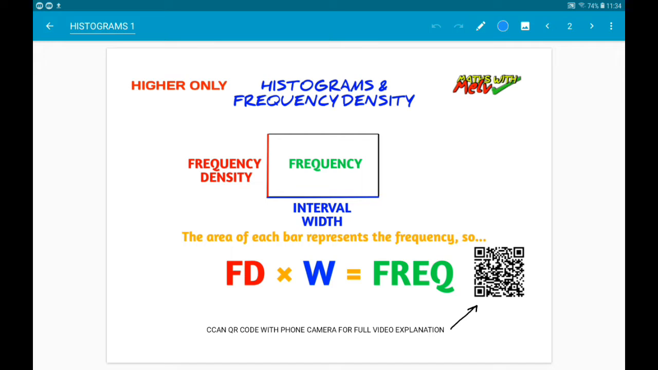Basically, the secret to histograms is the area of each bar represents the frequency in that interval. If you want this explained thoroughly, check out the top video in my histograms playlist, which is linked down below.